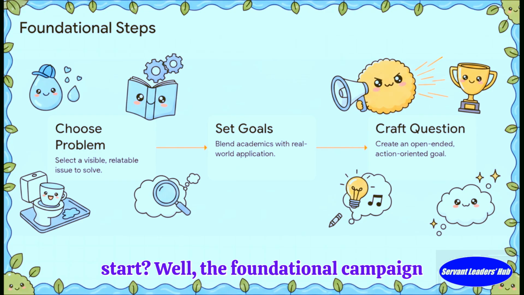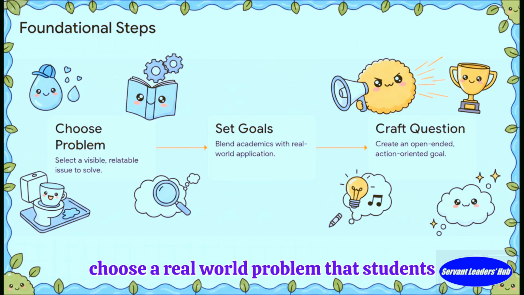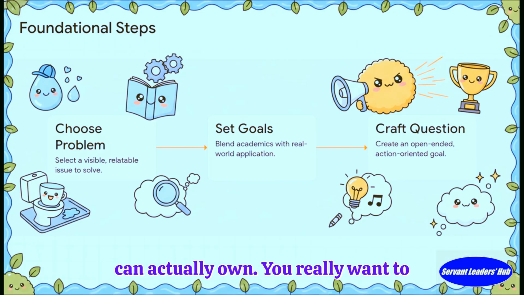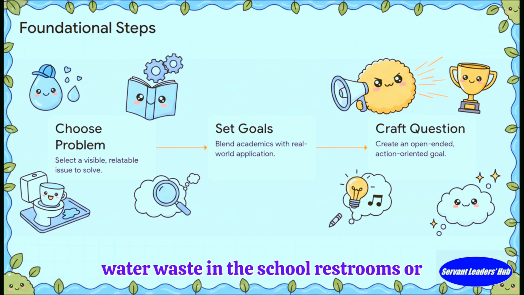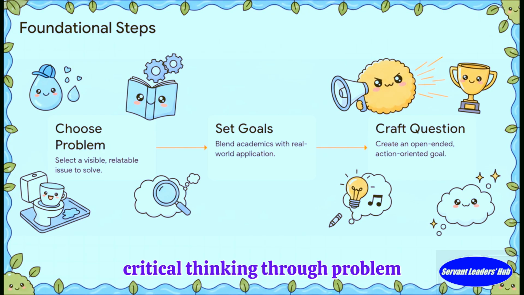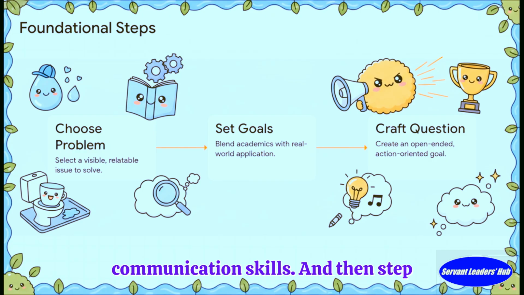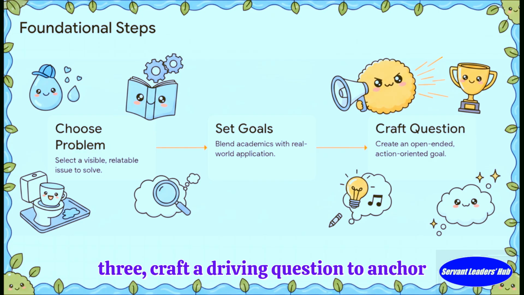Well, the foundational campaign steps are broken down into 3 absolutely crucial actions. Step 1. Choose a real-world problem that students can actually own. You really want to start with a highly visible issue, like water waste in the school restrooms or cafeterias. Step 2. Set learning goals that go way beyond the textbook. Your campaign should be designed to develop critical thinking through problem analysis, creativity through making campaign visuals, and robust communication skills.